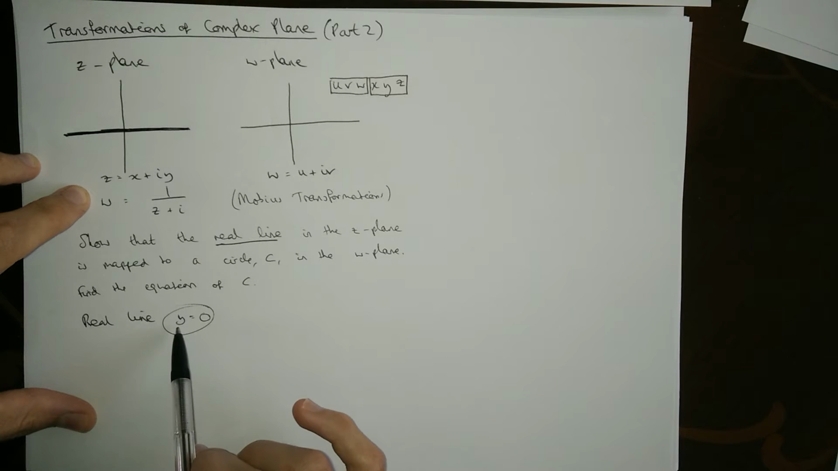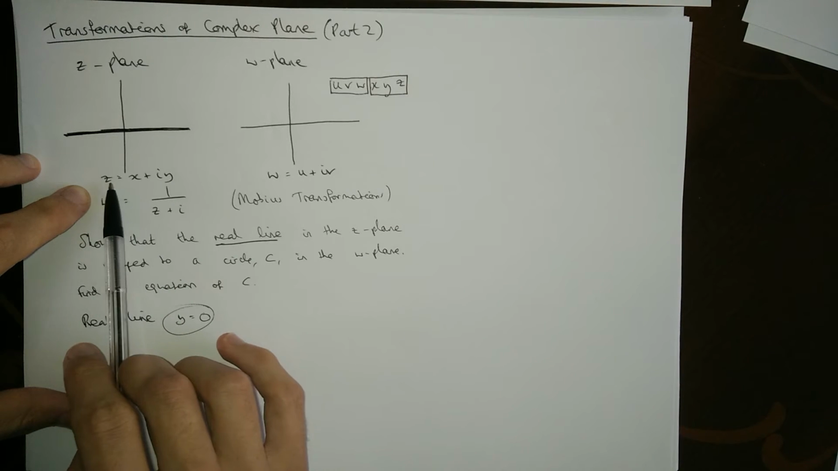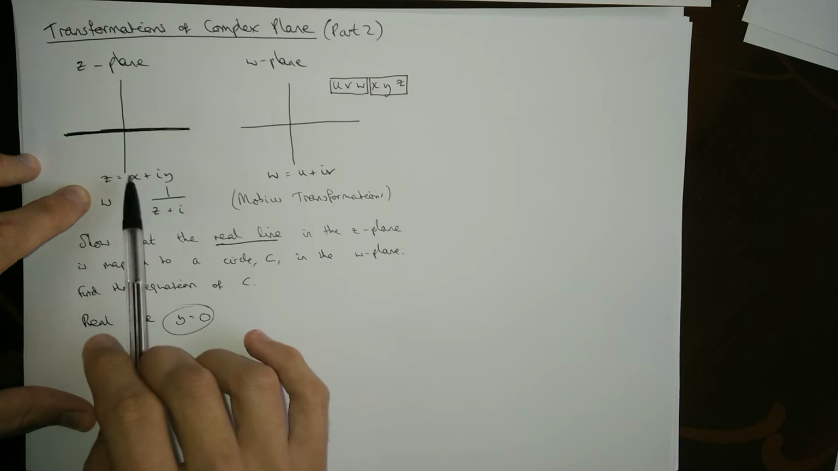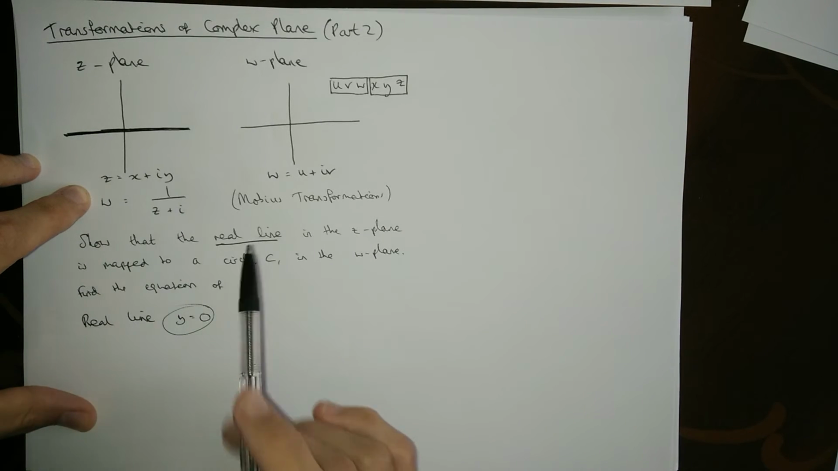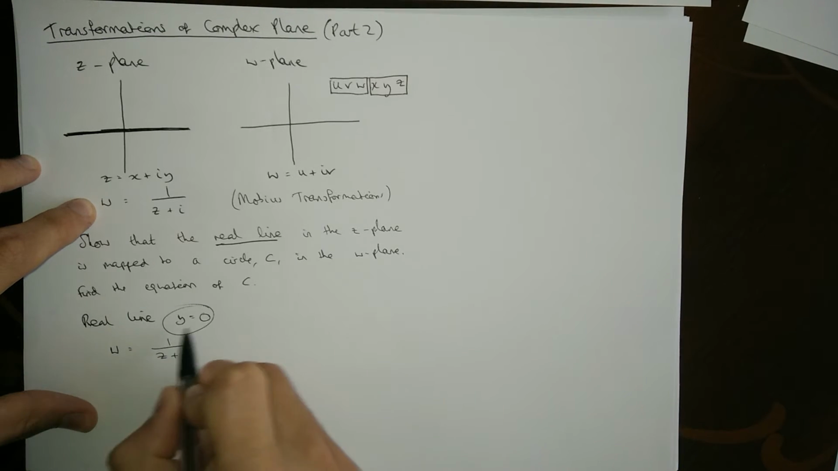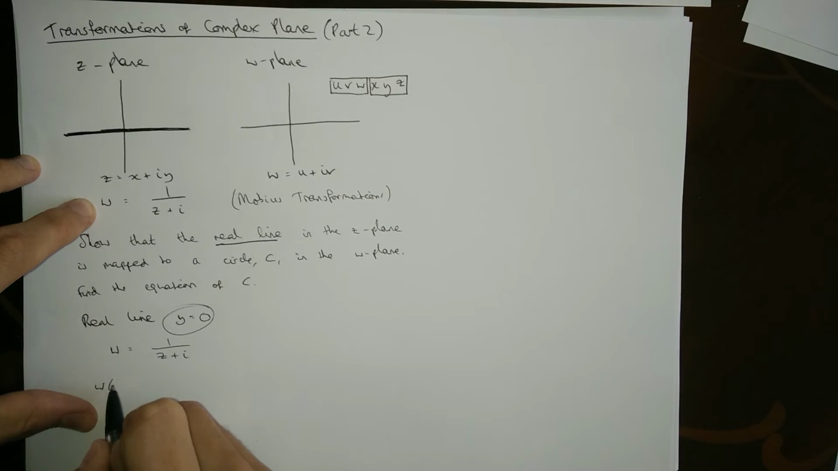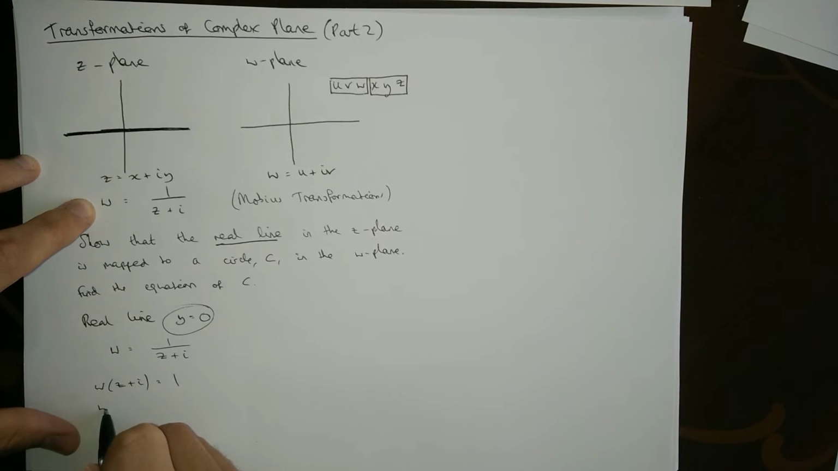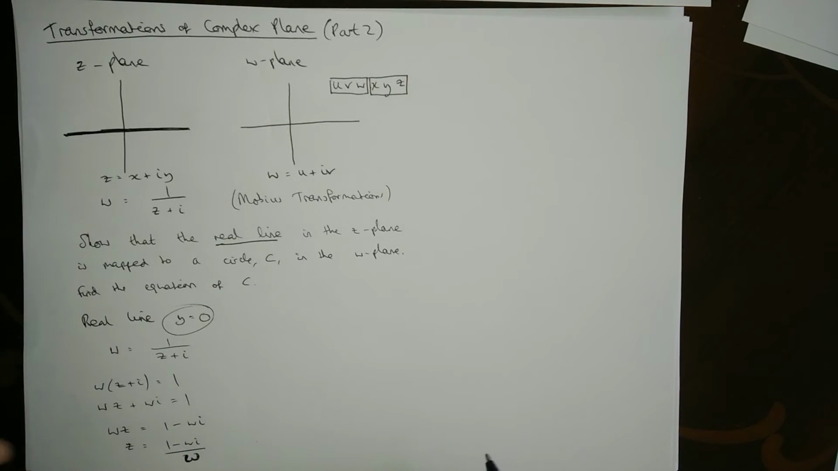Now, to use the information about y, we really need to get it in the form z equals, because then we can separate it in terms of real and imaginary parts. So the first thing we do in these questions is rearrange for z, because we know a bit about z. We do that by multiplying by z plus i. We expand this out, wz and wi. We take the wi to the other side, and then we divide by w. What I'm doing is getting it in terms of z. So we've got now z is equal to 1 minus wi over w.